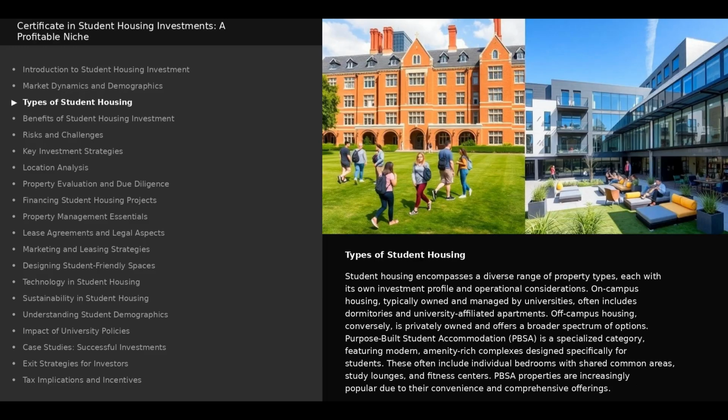Types of student housing. Student housing encompasses a diverse range of property types, each with its own investment profile and operational considerations. On-campus housing, typically owned and managed by universities, often includes dormitories and university-affiliated apartments. Off-campus housing, conversely, is privately owned and offers a broader spectrum of options.